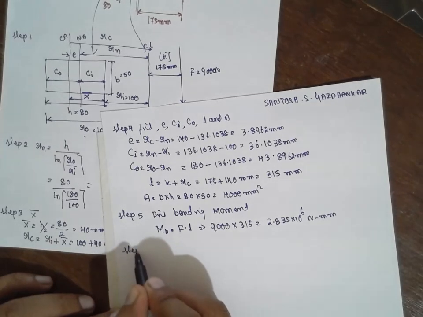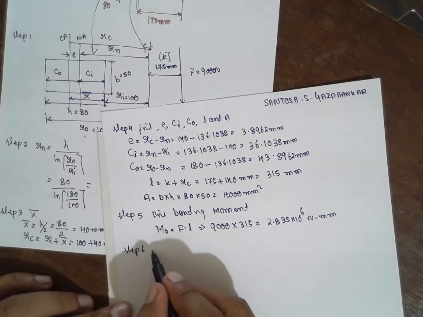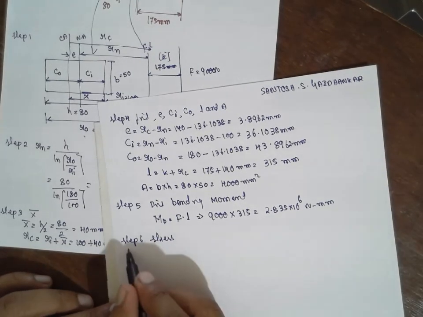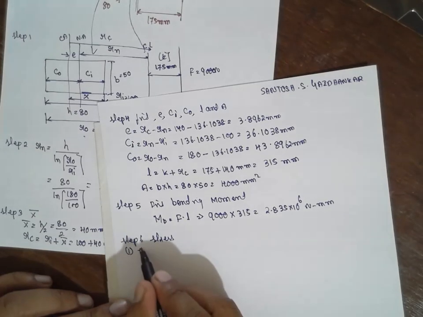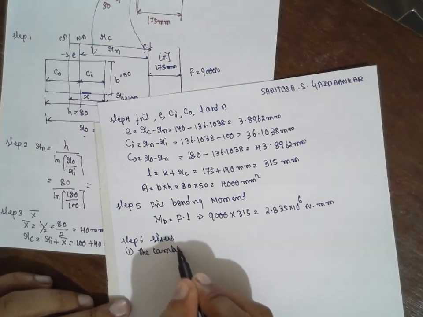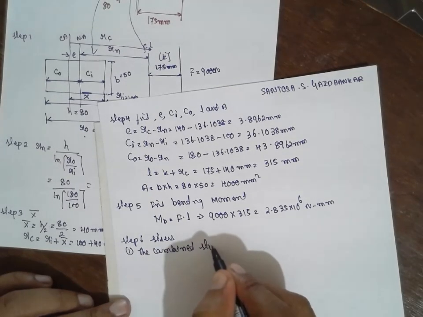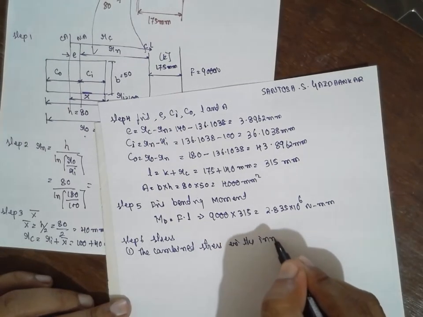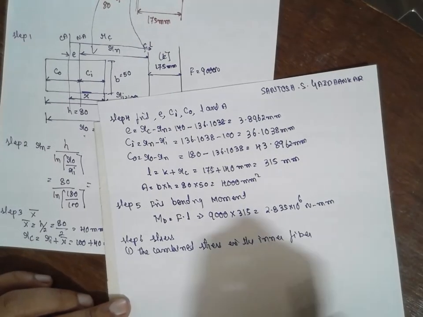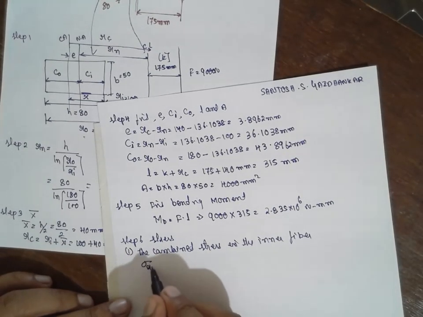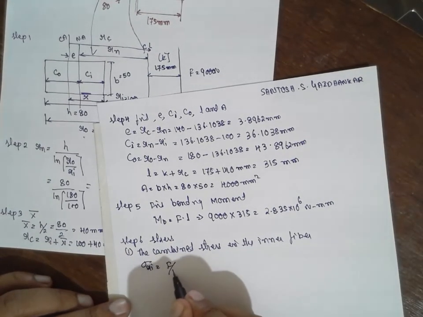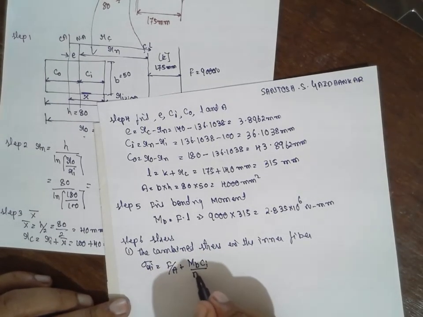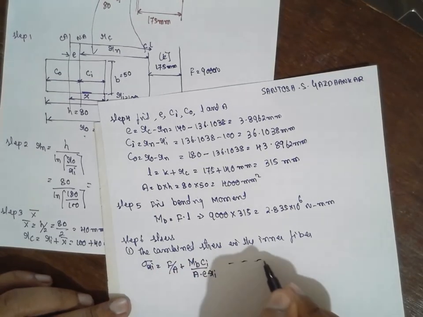Once completion of this step, you have to go for step 6. Here you have to find out the stresses, and these formulas are obtained in the data handbook directly. First we call it the combined stress. Combined stresses in the inner fiber. Formula will be sigma ri is equal to F divided by A plus MB CI divided by A E RI.